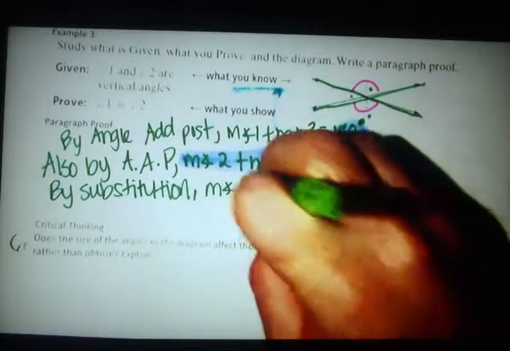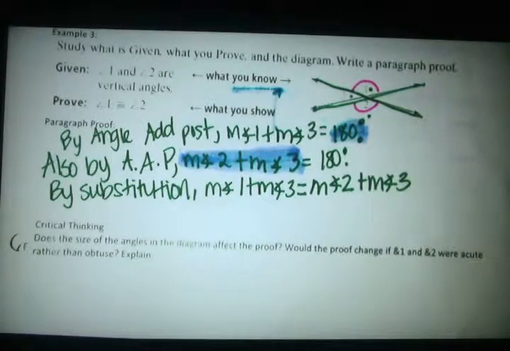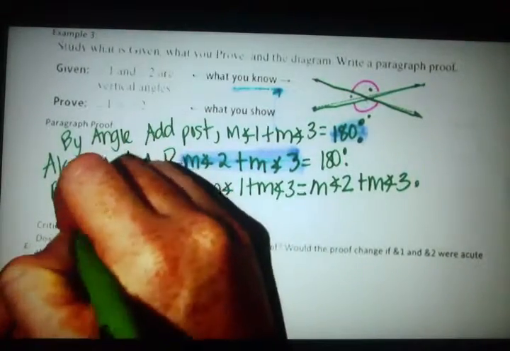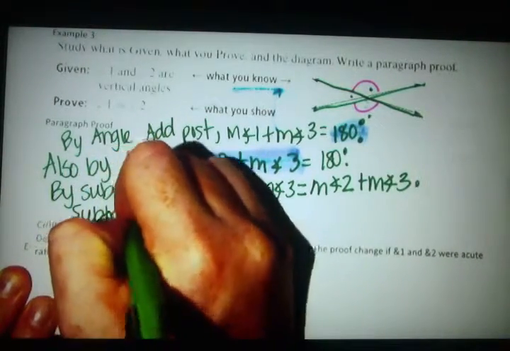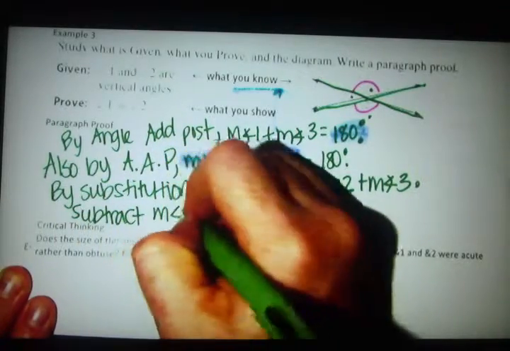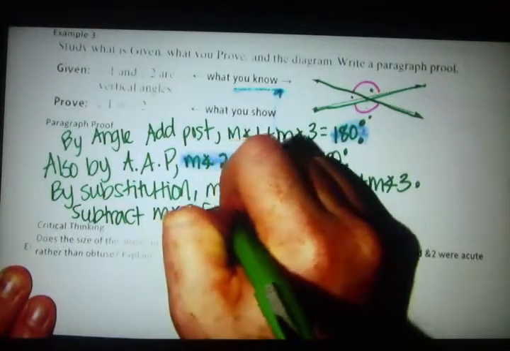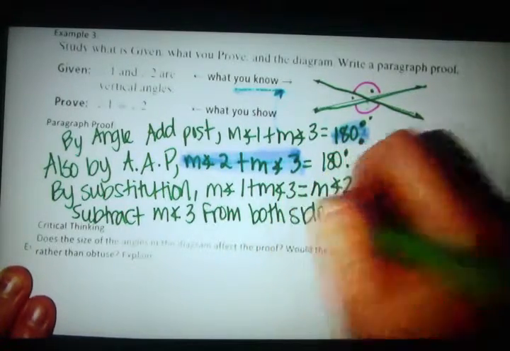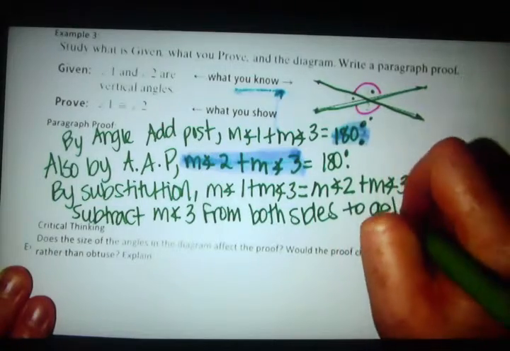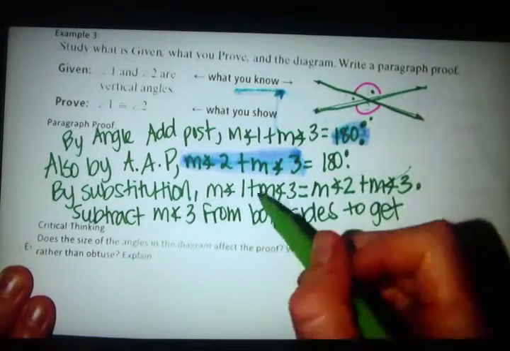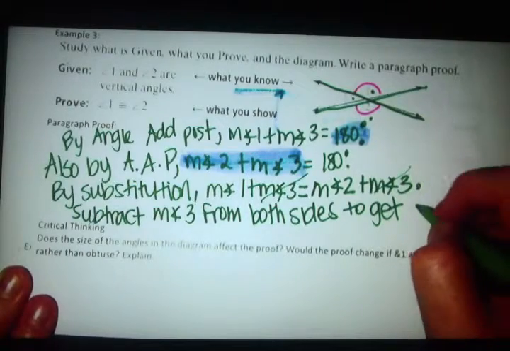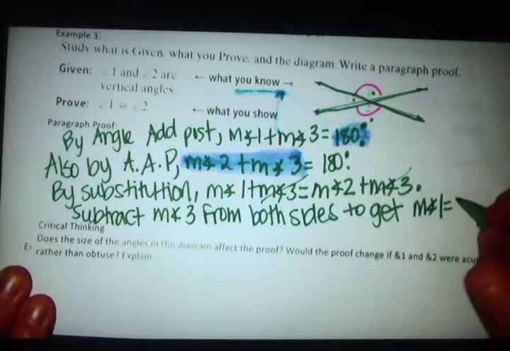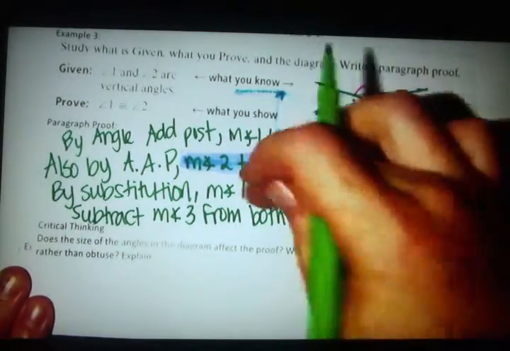Well, we have the measure of angle 3 and the measure of angle 3 on both sides, so we want to get rid of it. So, subtract the measure of angle 3 from both sides to get, if I subtracted, they would go away, just pretend that happened, the measure of angle 1 equals the measure of angle 2, right? They're gone.